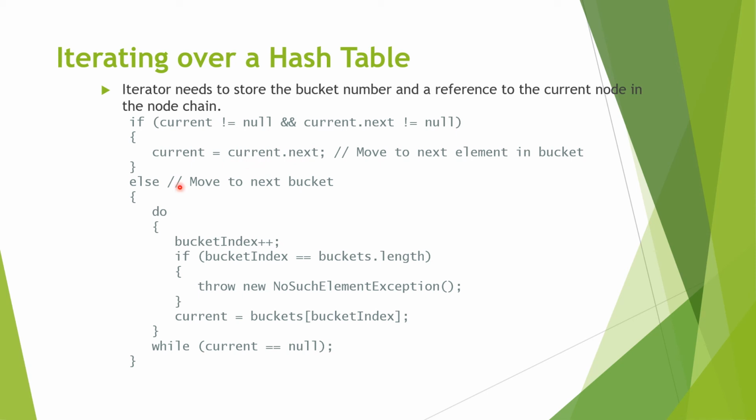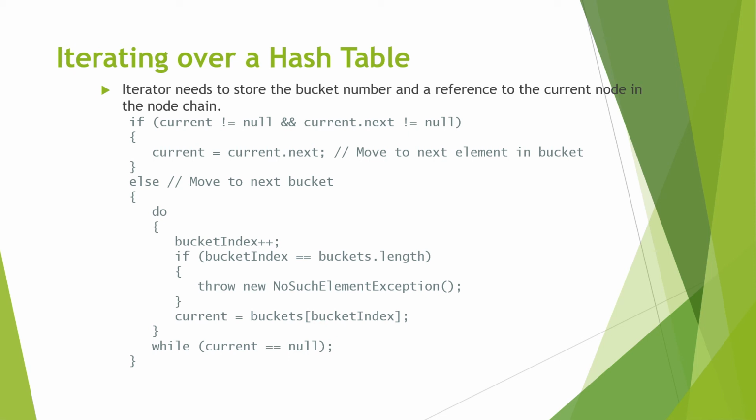Otherwise, you have to move to the next non-empty bucket. How can you move to the next non-empty bucket? In a while loop, you say while current is equal to null, while we haven't reached a non-empty bucket, you have to do the following. You have to increment the bucket index, and check whether bucketIndex is still valid, which means it is less than buckets.length. If it's equal to buckets.length, it means that we have reached the end of the bucket list, so you have to throw a NoSuchElementException. But if the bucket index is still valid and within the bounds of the bucket list, then you set current equal to the beginning of the bucket at the index bucketIndex, which has just been incremented.